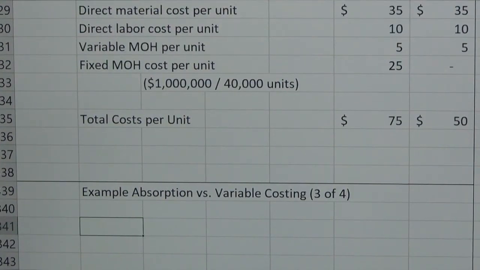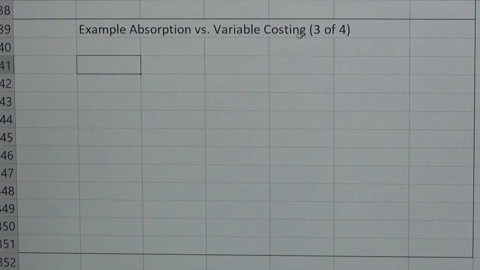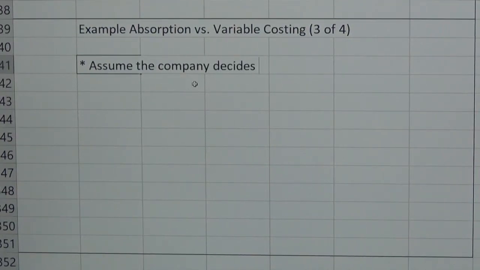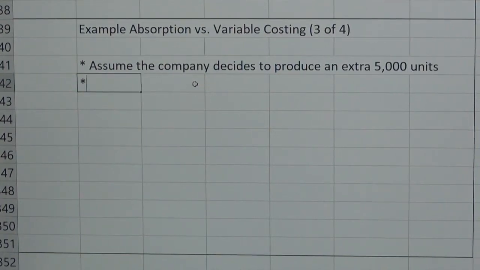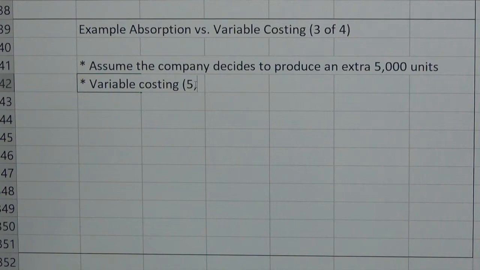Okay, so the example we're looking at is number 3 of 4. Example absorption versus variable 3 of 4. So now assume the company decides to produce an extra 5,000 units. Variable costing, if we look at variable costing, we're going to take the 5,000 units multiplied by $50 per unit. And that's going to give us $250,000.